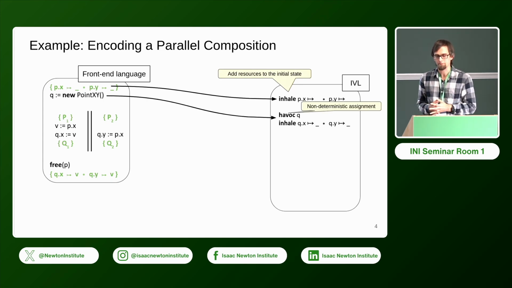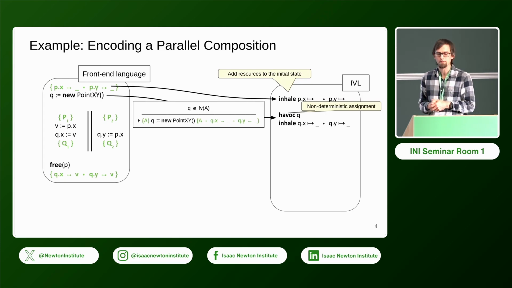And this havoc statement is a non-deterministic assignment, which models the fact that this new point xy allocates a new object, so we don't know what the pointer is. So we say q gets some non-deterministically chosen value, and then we inhale the permission for the fields of q, so the pointer for q.x and q.y. This encodes the standard separation logic rule for such a new statement, where we get in the postcondition also ownership of q.x and q.y.